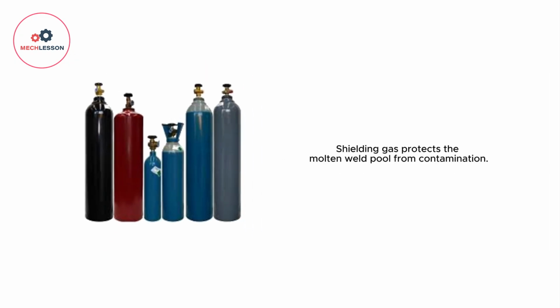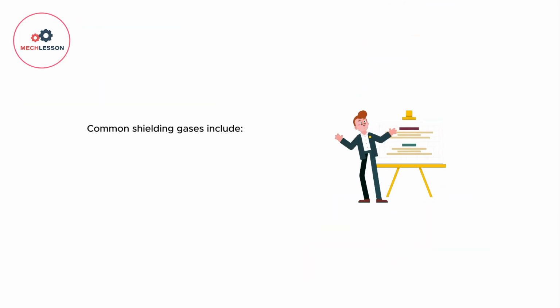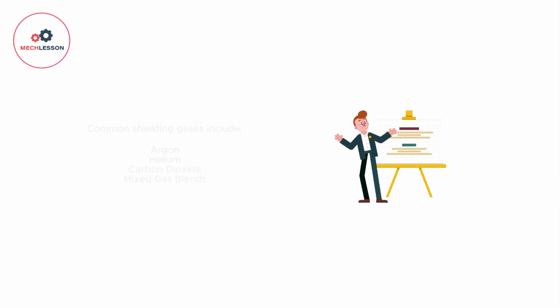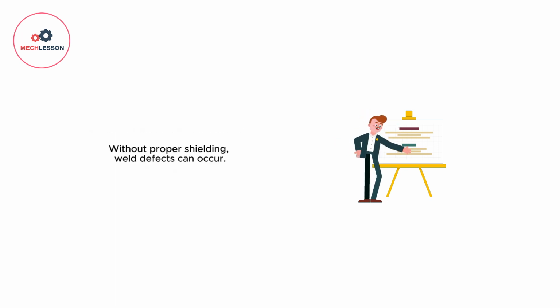18. Shielding gas. Shielding gas protects the molten weld pool from contamination. Common shielding gases include argon, helium, carbon dioxide, and mixed gas blends. Without proper shielding, weld defects can occur.